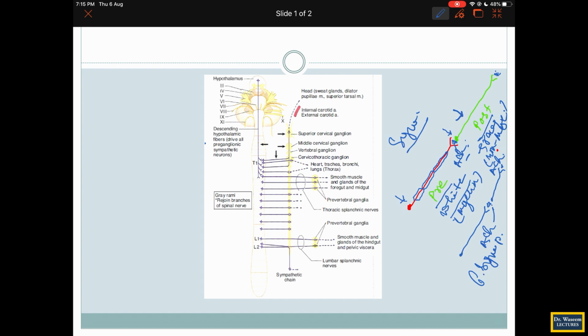At the effector organ, the final effector organ. Here the neurotransmitter is epinephrine and norepinephrine, or adrenaline, noradrenaline. That is why, because the sympathetic nervous system secretes adrenaline and noradrenaline at its postganglionic neurons at the effector organs, sometimes this system is called the adrenergic nervous system also, because at the postganglionic neurons finally it is secreting adrenaline and noradrenaline or epinephrine.